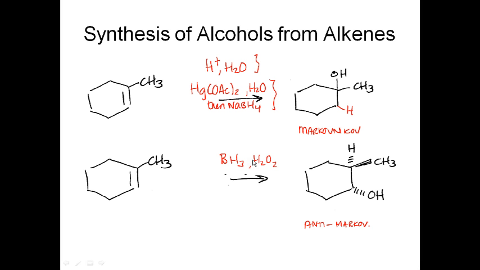And of course, when we do this anti-Markovnikov addition with hydroboration-oxidation, remember the H and the OH add syn, cis. Up here, if you add H plus and water, you would get a mixture of cis and trans, 50-50. If you do oxymercuration-demercuration, remember you add the H and the OH trans, right? So that's how we can synthesize alcohols from alkenes.